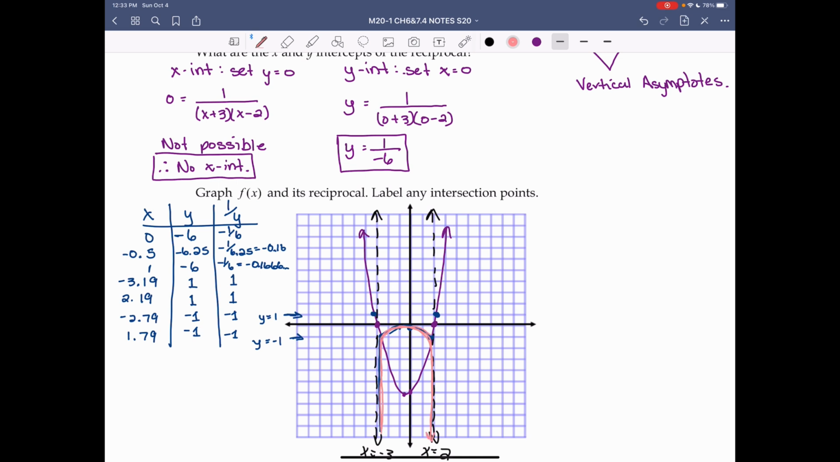Okay, so it looks something like this. Now for the two outside points, really all I need to know is where they intersect. That would be good enough information.